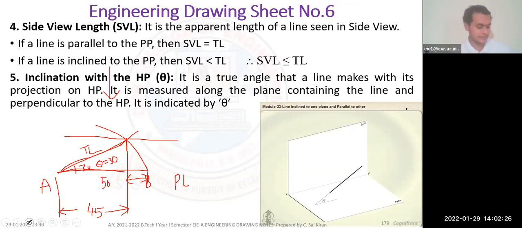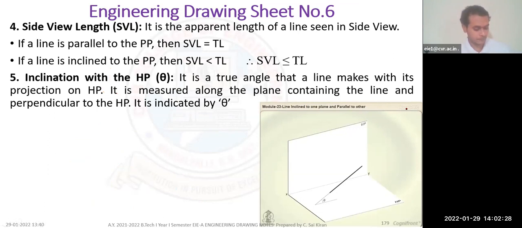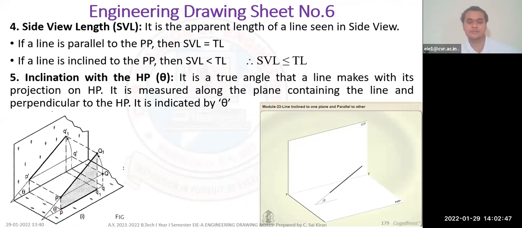So whenever it is measured along the plane containing the line perpendicular to HP, it is indicated by theta. Whenever there is any angle of inclination with respect to the horizontal plane, you have to give it as theta. So this is my true length PQ. Listen carefully, this is my true length PQ.